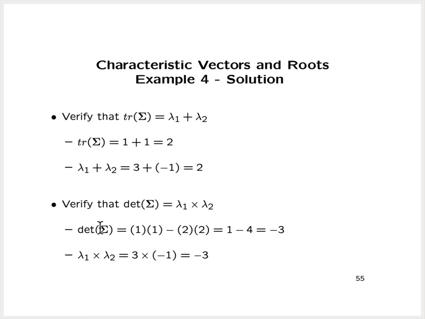We said that the determinant was equal to negative 3. The 1 minus 4, negative 3. The product of the characteristic roots, 3 times negative 1, that's negative 3. And so indeed, the determinant of this 2 by 2 matrix is equal to the product of its characteristic roots.